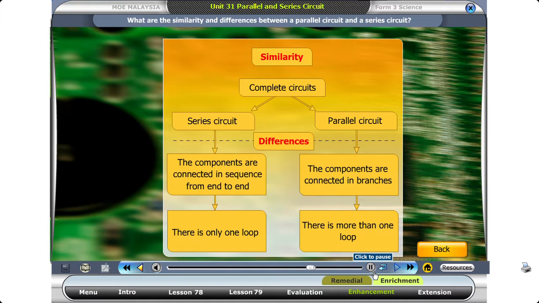The similarity between a parallel circuit and a series circuit is that both are complete circuits. The differences between a parallel circuit and a series circuit are: the components in a parallel circuit are connected in branches, whereas the components in a series circuit are connected in sequence from end to end. There is more than one loop in a parallel circuit, whereas there is only one loop in a series circuit.